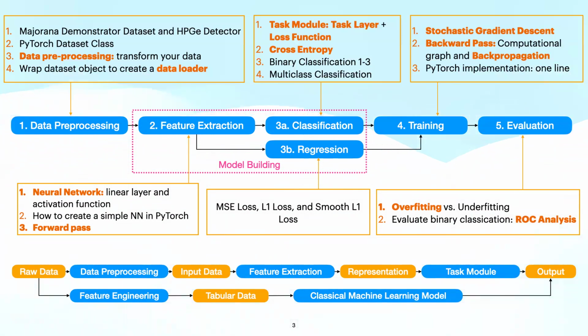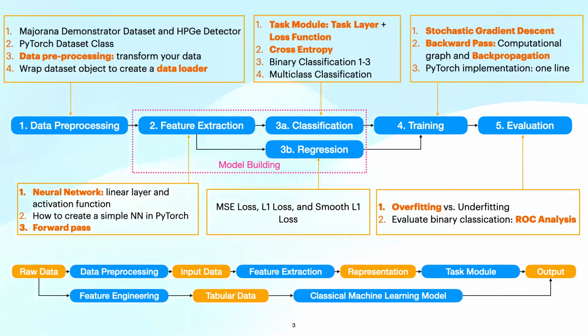I give this vector a name. I call it a representation of my input events. And then I feed this representation into my task module, which contains the task layer plus the loss function to actually do some kind of task, either a classification task or regression task, and that gives the outputs of my neural network model.